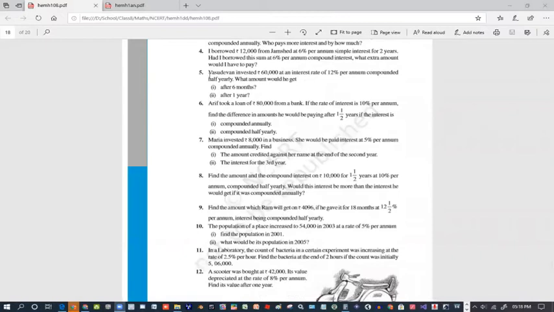So number 5 says Vasudevan invested rupees 60,000 at an interest rate of 12% per annum compounded half yearly. What amount would he get after 6 months and what amount would he get after 1 year? So here principal is 60,000. Rate of interest is 12% per annum. So R will be 6% per half year. And time period is 6 months, means 1. And time period after 1 year is 2, because we are taking half years.